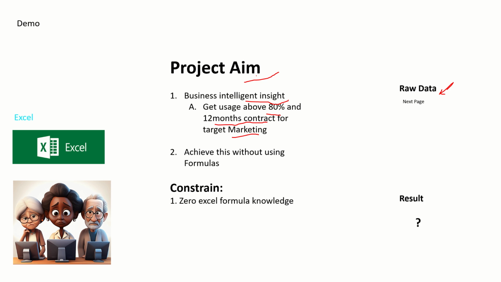What more project aim do they have? We've just talked about one. Number two, they hope we can achieve this without the use of formulas. They use Excel, so they don't want us to apply formulas. They want us to apply any conventional system. The constraint is that they have zero Excel formula knowledge because staff come in and go out, and the staff in their company spend countless hours using formulas to achieve multiple projects, and that is not making them happy.